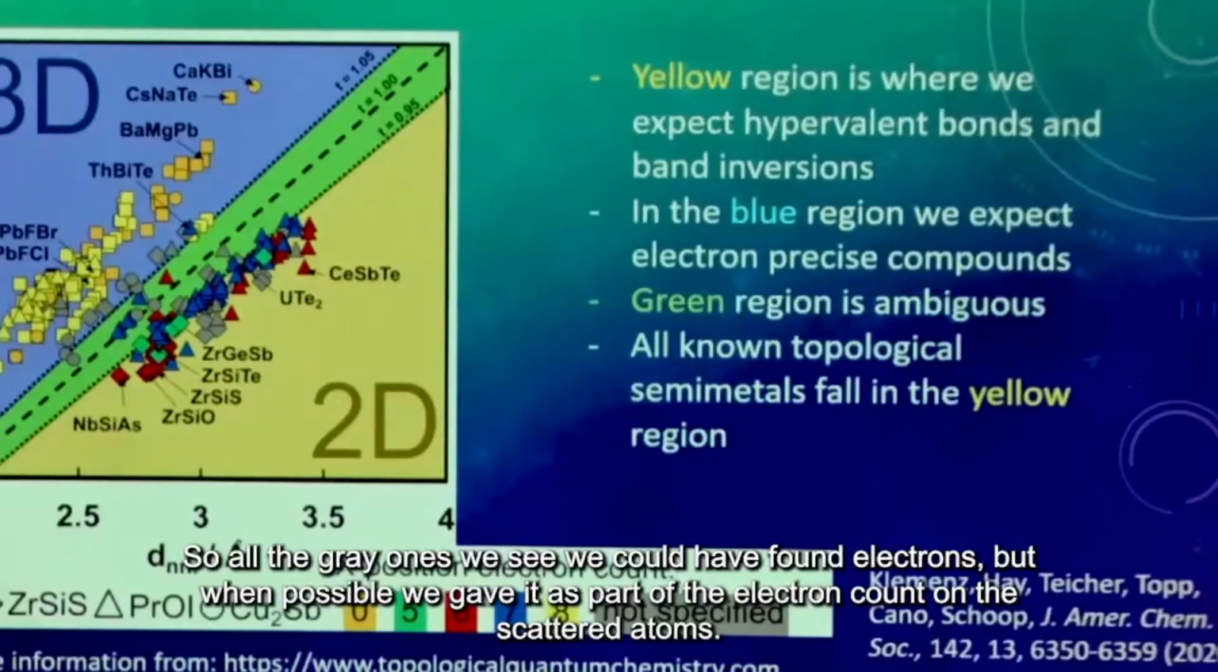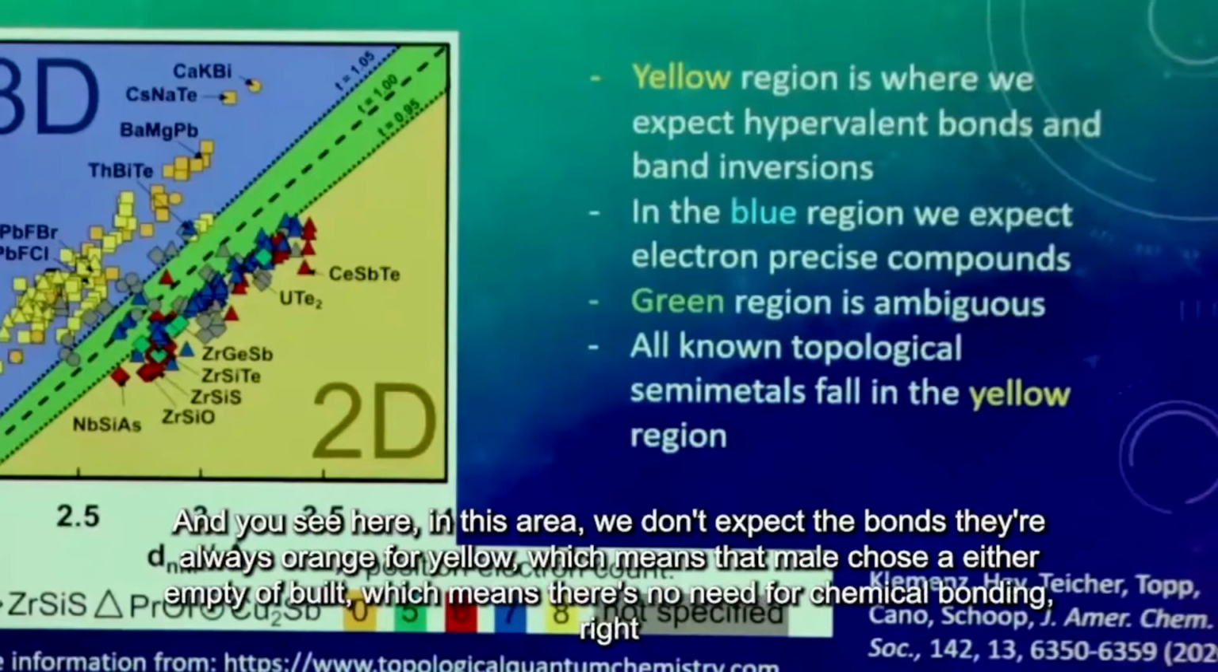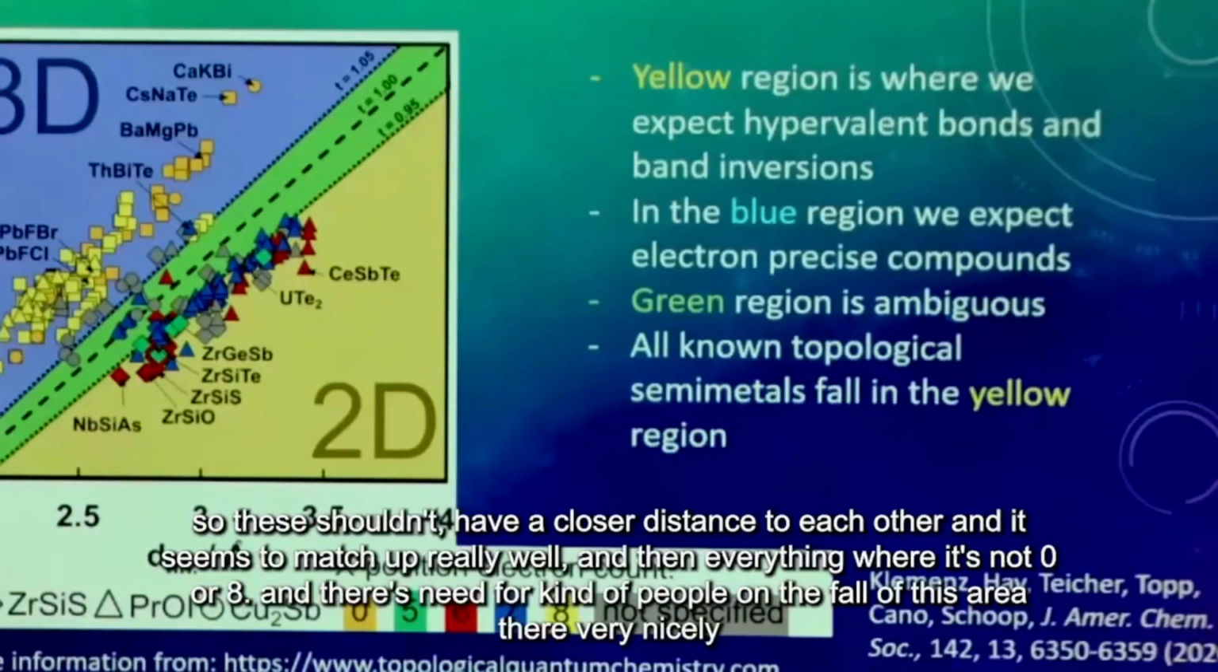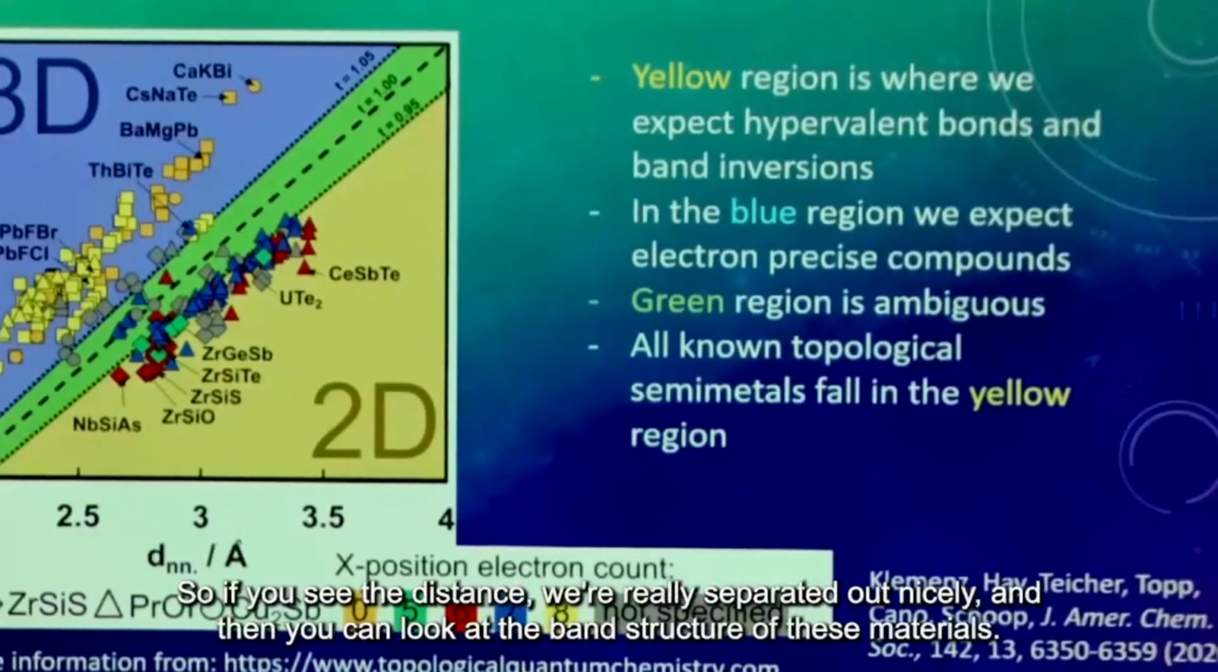And you see here in this area where we don't expect the bond, they're always orange or yellow, which means that valence shell is either empty or filled, which means there's no need for chemical bonding, right? So these shouldn't have a closer distance to each other, and it seems to match out really well. And then everything where it's not 0 or 8, and there's need for chemical bonding, falls in this area very nicely. So we see the distance will really separate it out nicely.